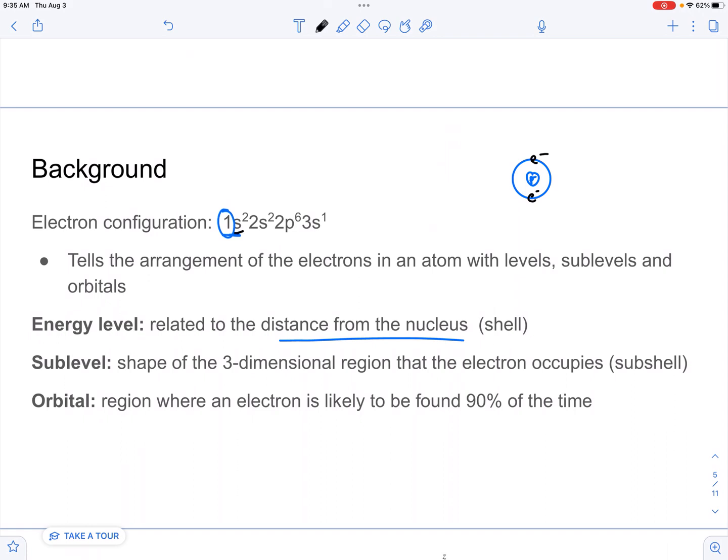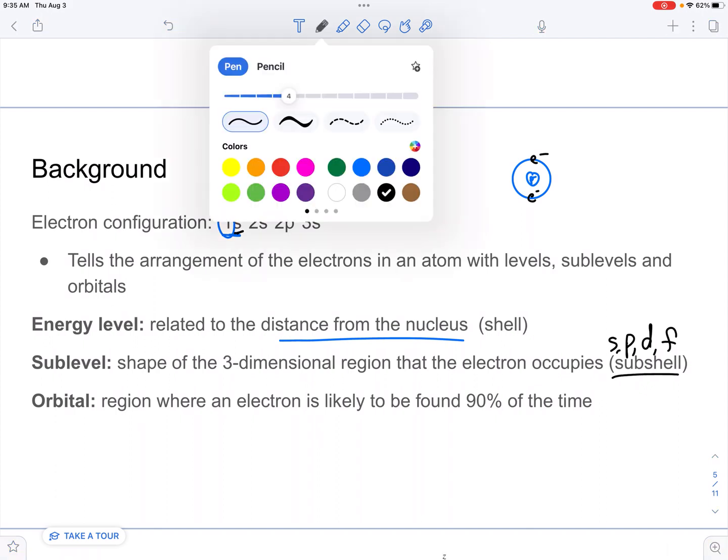They're in the S sublevel. So that talks about the shape. You don't need to worry about what the different shapes are, so don't get hung up on that. But when you see these letters, S, P, D, F, they're telling you the subshell. And then we've got the orbital. The orbital is the region where the electron is likely to be found 90% of the time. Again, we don't get too in-depth into that. We just need to know how to use it. So for this configuration, we've got 2 electrons in that first energy level.